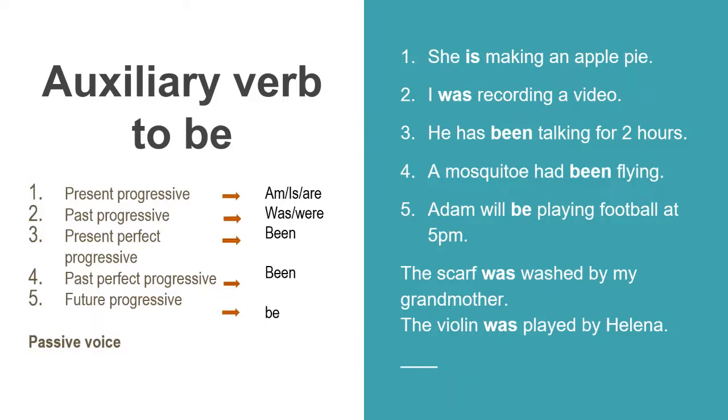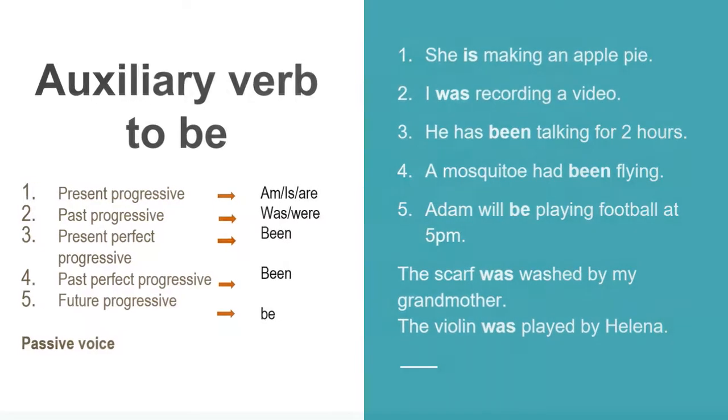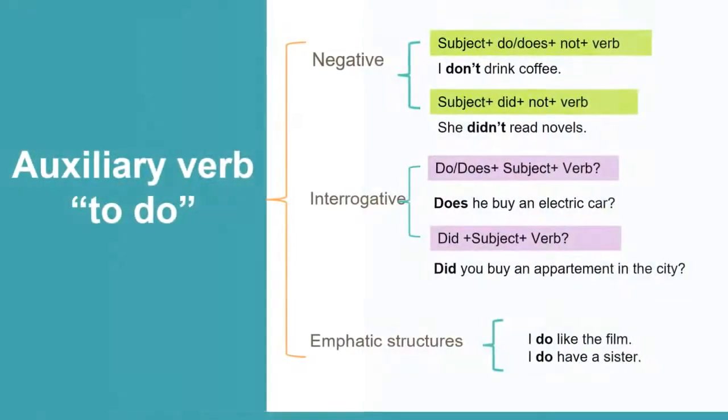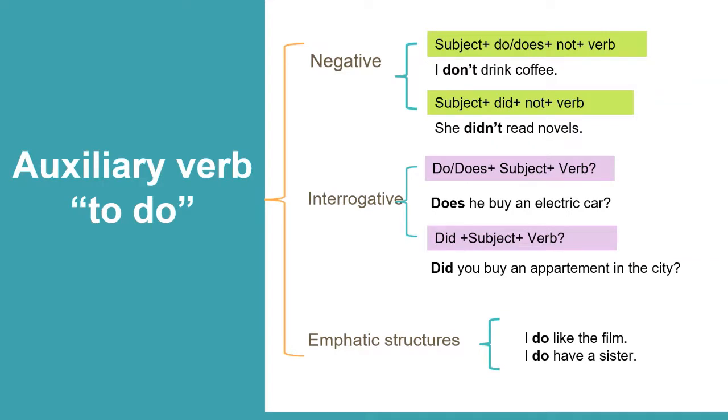We use the auxiliary verb to do in the negative and interrogative construction of simple tenses, and also to make the verb more emphatic. The structure of a negative sentence in present simple is the subject plus the auxiliary do, or does for the third person singular, plus not and the verb. For example, I don't drink coffee.